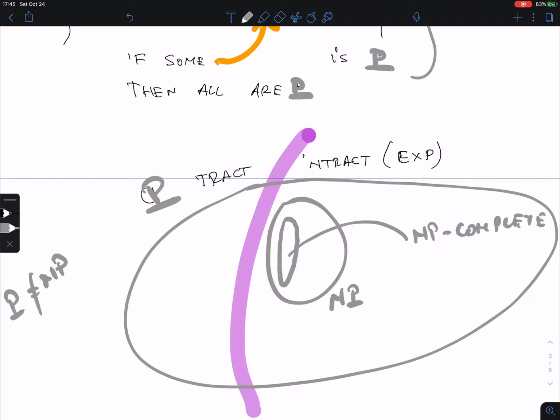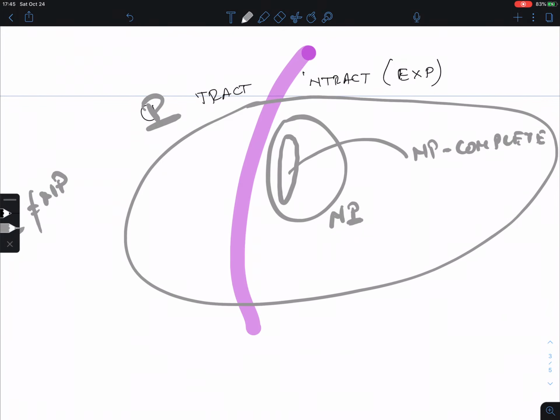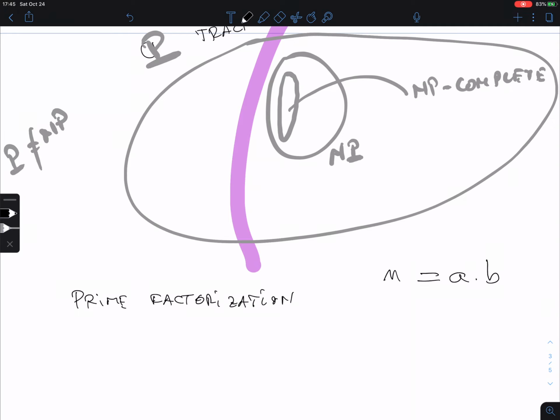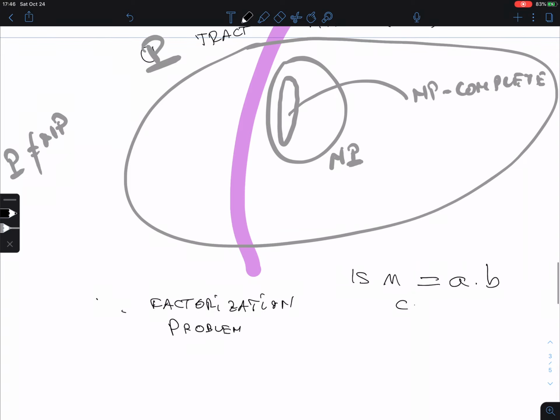And here is a typical one that is used: the problem of prime factorization. I have a huge number N, and the question is, can I write it as a product? Let me not call it prime factor, just call it the factorization problem. Is N a product of two numbers? Is N composite? Or is N prime?